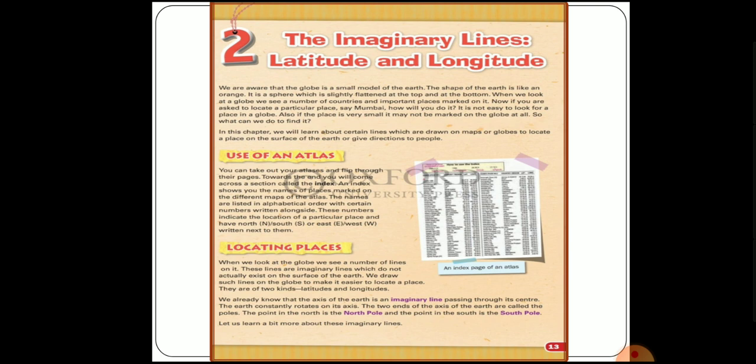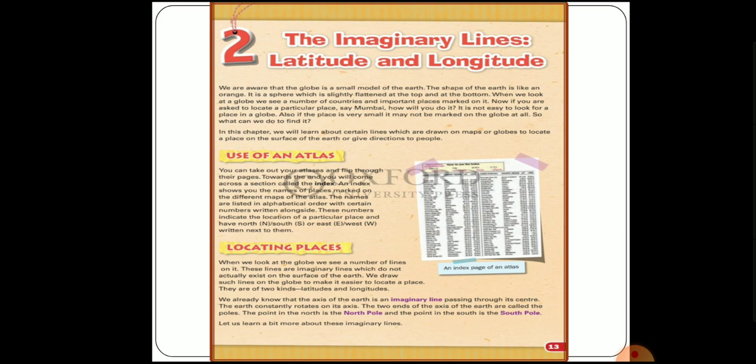We are aware that the globe is a small model of the earth. The shape of the earth is like an orange. It is a sphere which is slightly flattened at the top and at the bottom. When we look at a globe, we see a number of countries and important places marked on it.